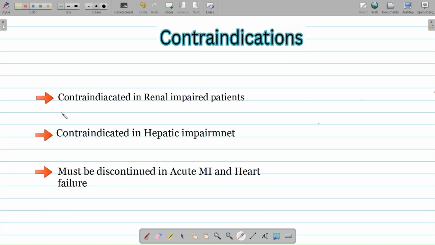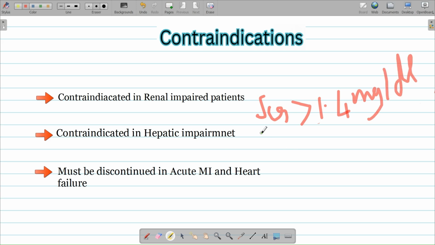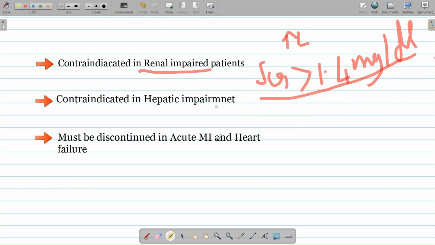So in contraindications, metformin is contraindicated in renal impaired patients. Metformin must be avoided in patients who have serum creatinine level above 1.4 mg/dl. This is important because in these patients, if the lactate level in the blood increases, it cannot be excreted properly and can lead to lactic acidosis. If lactic acidosis occurs, it can worsen the renal impairment in these patients. Hence, it must be avoided. And it's also contraindicated in hepatic impairment and also should not be used during acute myocardial infarction and heart failure.